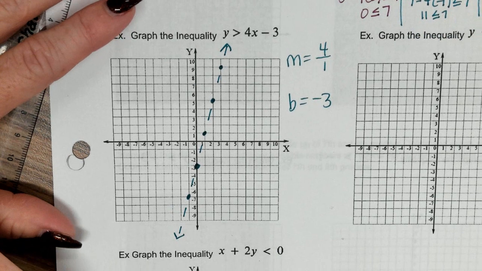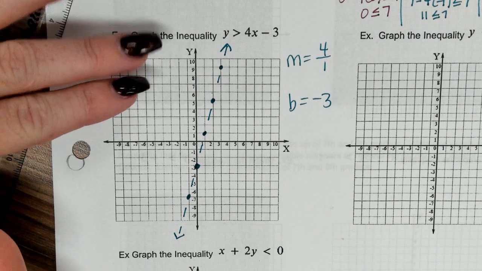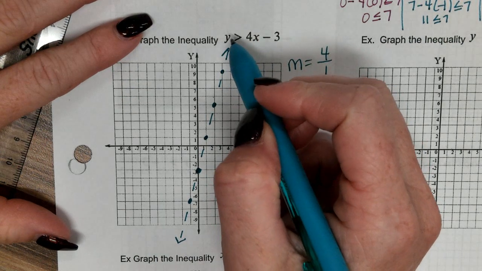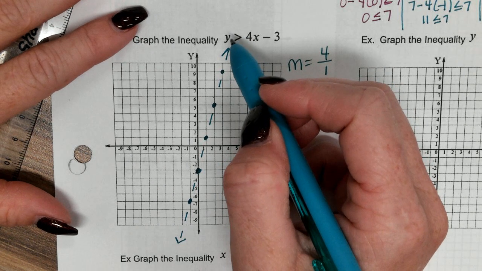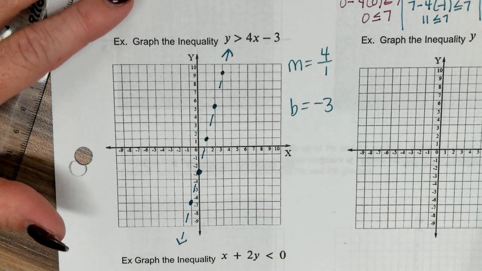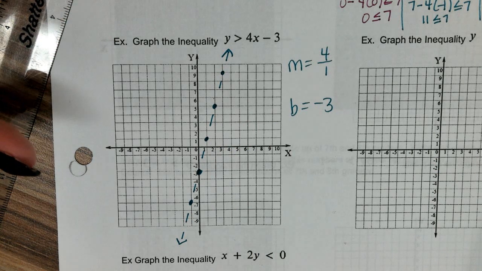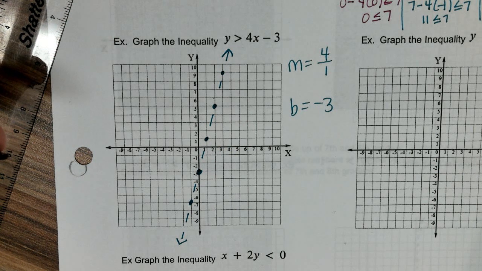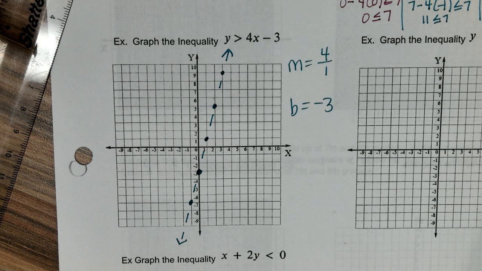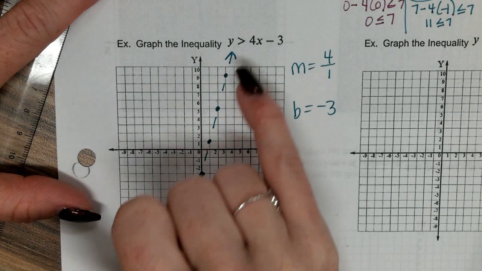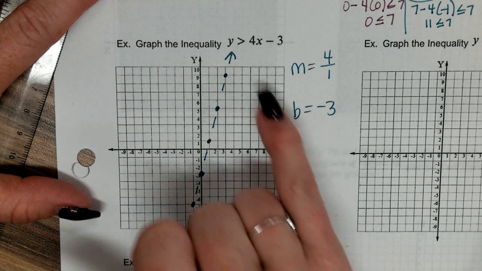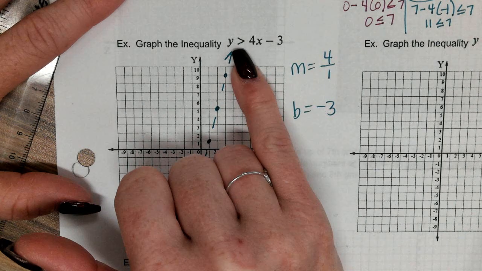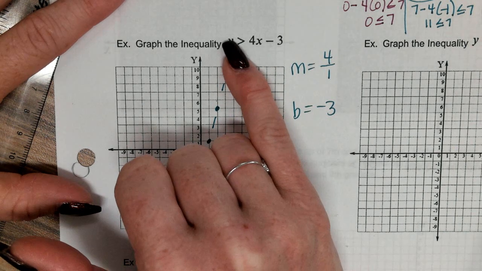Now, I don't want to confuse you with the left or right thing because this is a what type of sign? Greater than. And whenever I'm talking about left or right, I'm talking about a straight vertical line. Greater is right, less is left. But because this is not a straight vertical line, you're still going to shade up because it's greater.